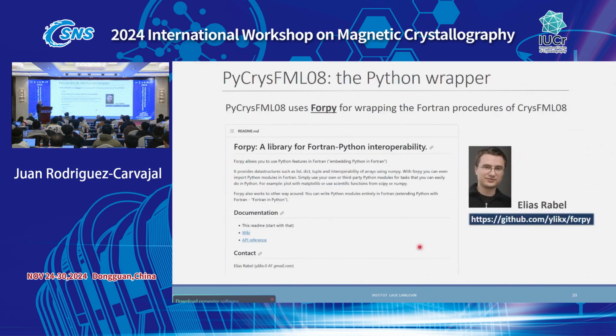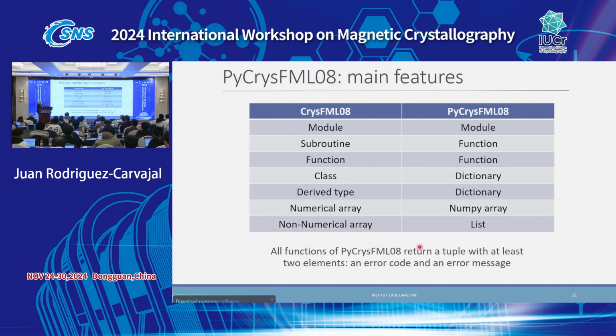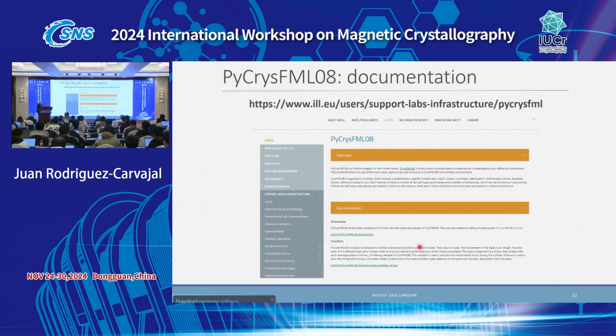We are using, for doing this Python thing, something that has been developed by a physicist in Vienna, I think it is Elias Rabel, who wrote something that allows you to work very easily with Python and Fortran. It's called f2py. And this is what we are doing now. In CrysFML, you have modules, subroutines, functions, classes, derived types, and how they translate to Python. We are writing all this, and I suppose that by the middle of next year that will be accessible to everybody.